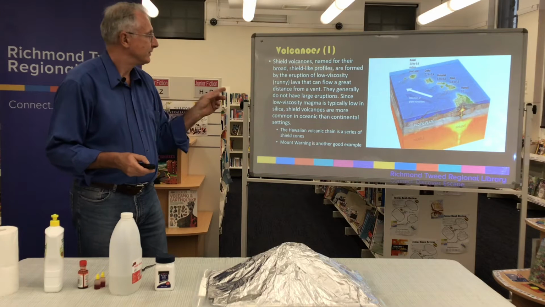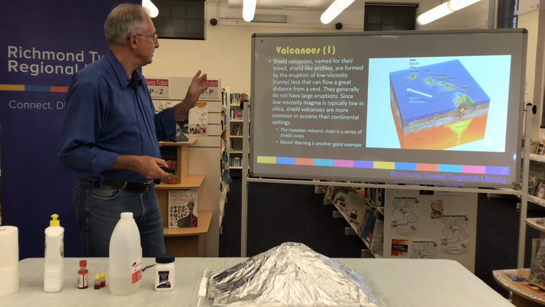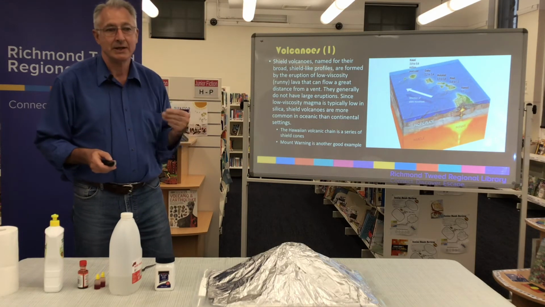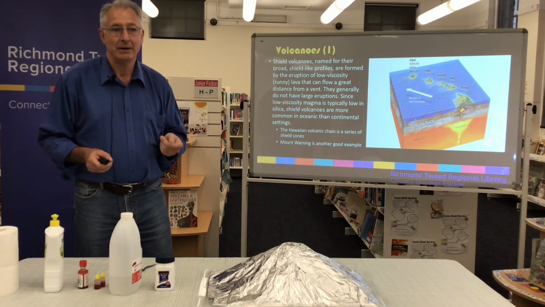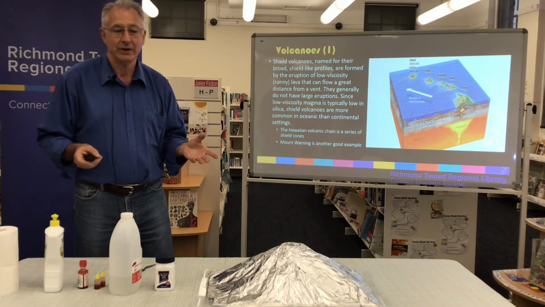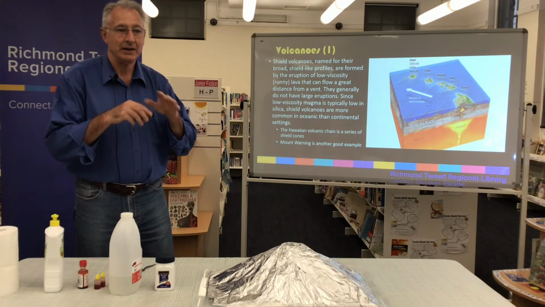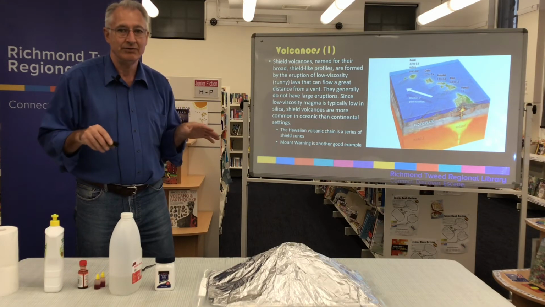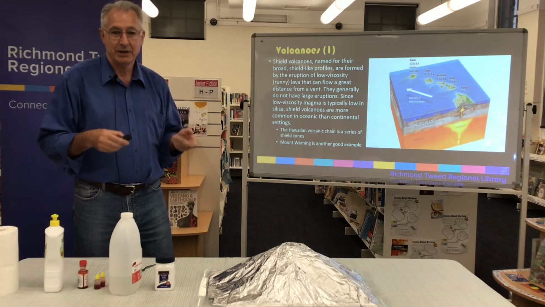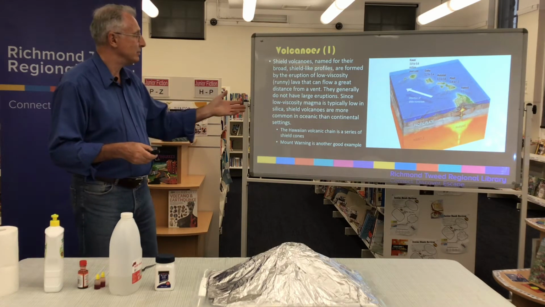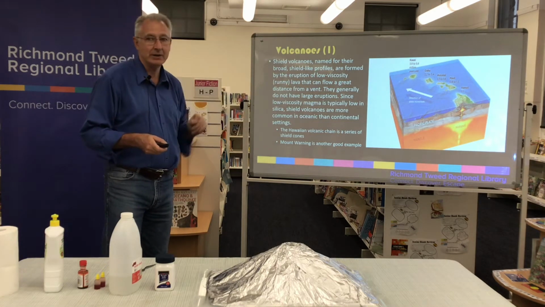So the first slide here is where we talk about a shield volcano, and that's a good place to start because that's similar to what we have in Mount Warning, although of course it's a very old volcano and you don't see the shield shape, but in the past it would have been a very low flat volcano and it's been eroded away, and that's similar to what you'll see also in Hawaii, which is what I'm showing in this slide.